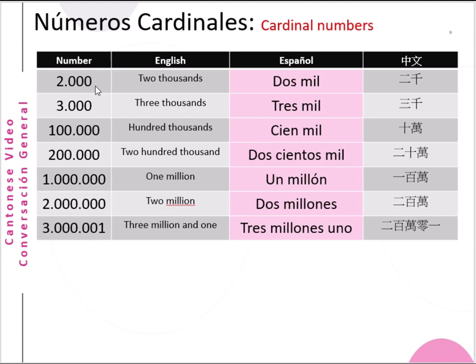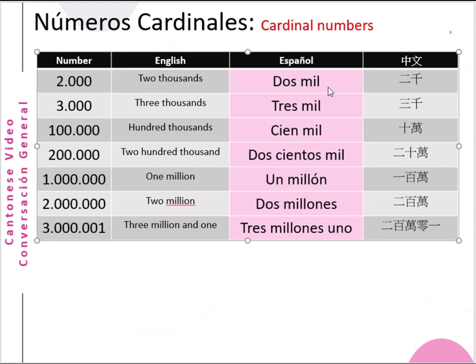And we continue from 2,000 to 3,000,001. And before I continue, I have to remind you how we write numbers in Spanish. When we write 2,000 in English, we use a comma to separate the thousand and the hundred digits. But in Spanish, we use a dot to separate the thousand and the hundred digits. So you should be very careful.